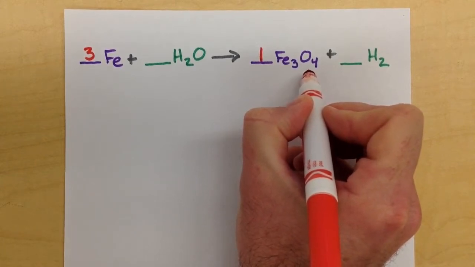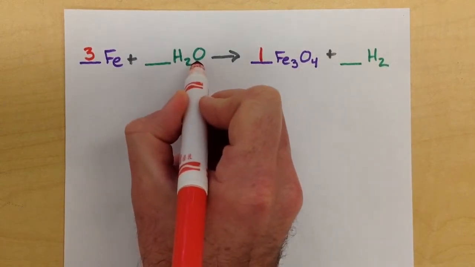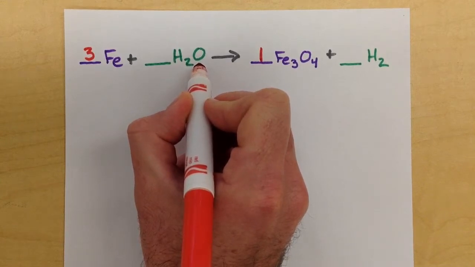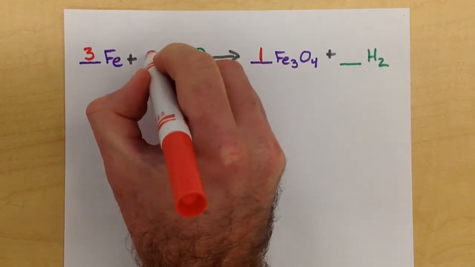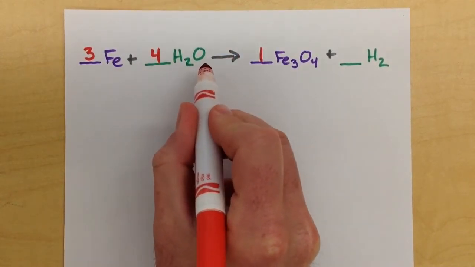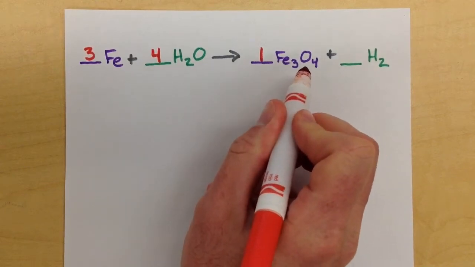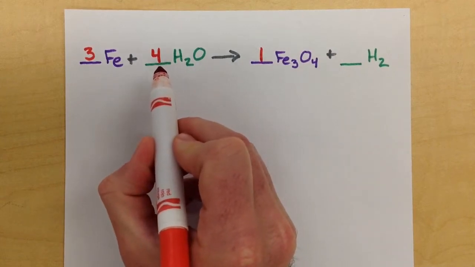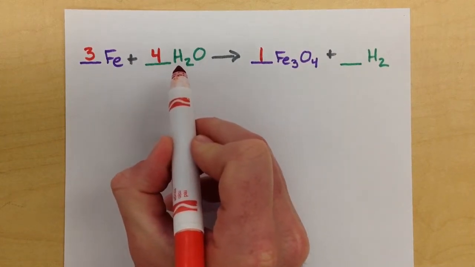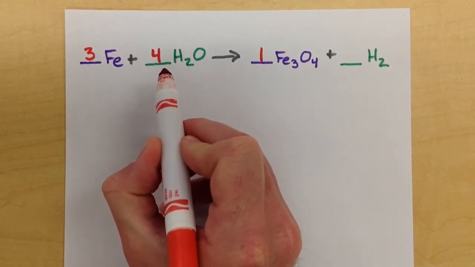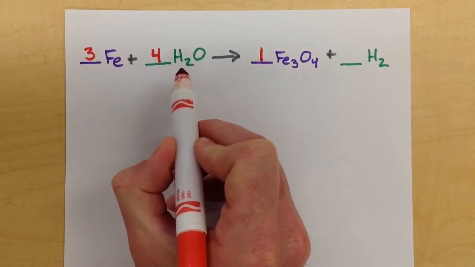So I have 4 oxygens on this side. If I look over here, I see I only have 1 oxygen. So in order to get this oxygen to 4, I need to make this coefficient 4. So now I have 4 oxygens and 4 oxygens. So that balances out. Now, since I've put a 4 here, I have to apply this 4 to the hydrogens. Well, I already have 2 hydrogens here. So if I have 4 groups of 2 hydrogens, that means I have 8 hydrogens in total.